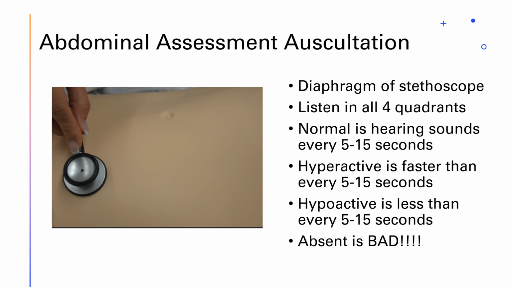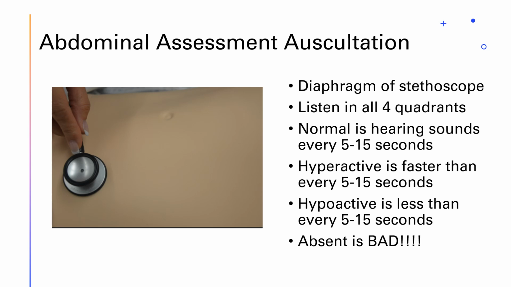The gurgles occur every 5 to 15 seconds if they're normoactive, and those gurgles are the air and fluid moving around in the small and large intestines. Once you hear some, move to the next location and listen there until you've continued listening in all 4 quadrants.